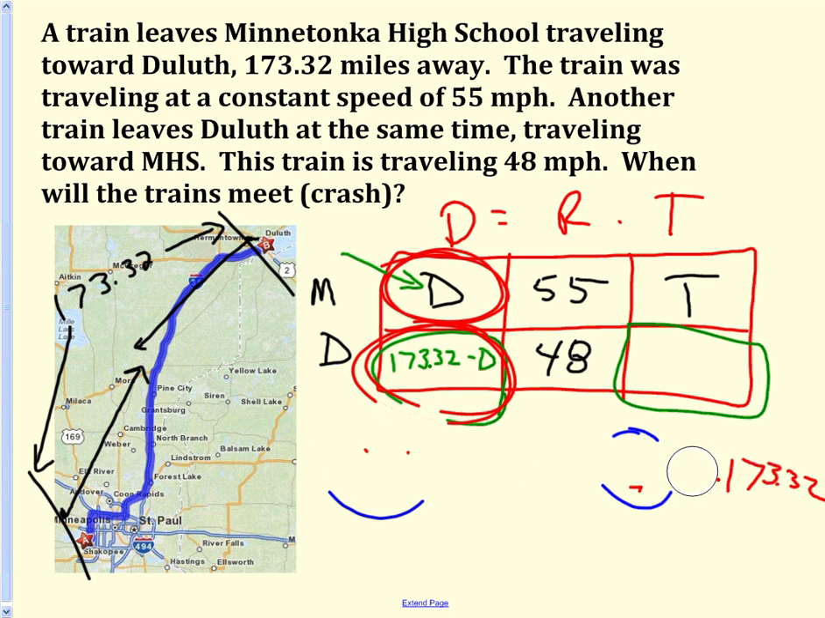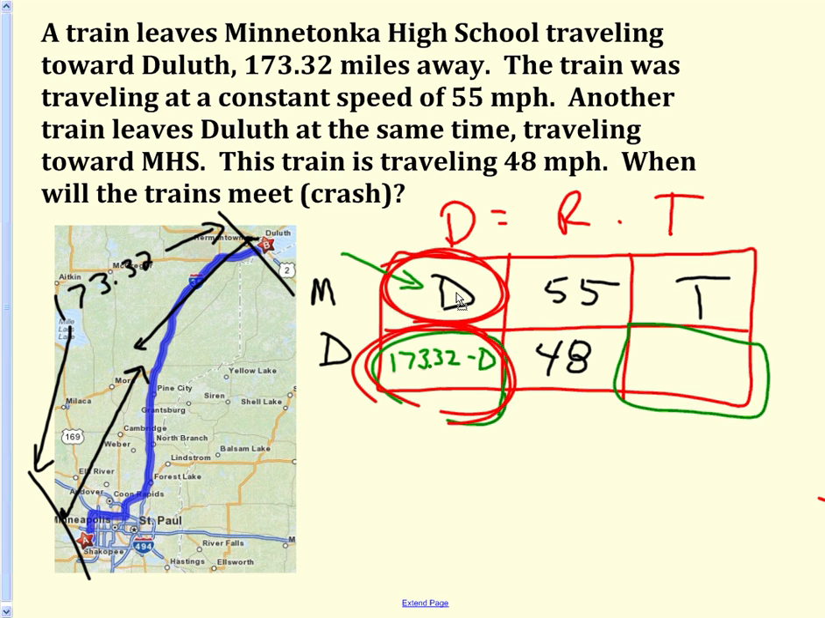So this little way of doing it where you start the chart with, if you don't know what it is, you just simply put a D right there. That works great. It just leaves you extra. You got to do some work right in here. That's the hard part. Okay, same thing with the time. You got to think it through. Okay, if the time for the Minnetonka train, would the other train have traveled more time or less time or the same amount of time?